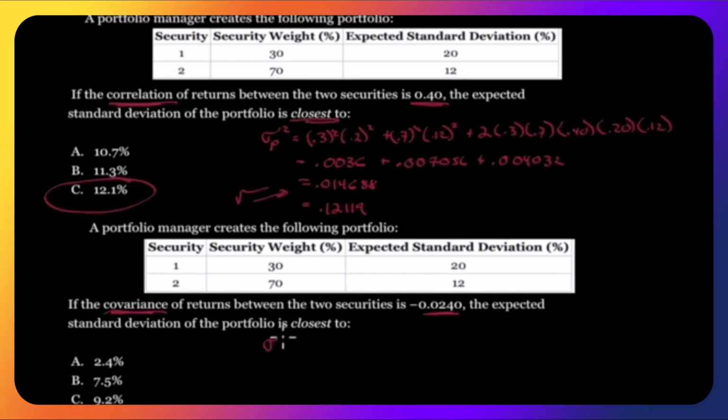So we'll calculate the variance of the portfolio again. The first two terms will stay the same, so let's just copy what we have, 0.007056. Plus, this will be 2 times the weighting on the first asset times the weighting on the second asset times the covariance, 0.024. And this term will be a negative 0.01008.